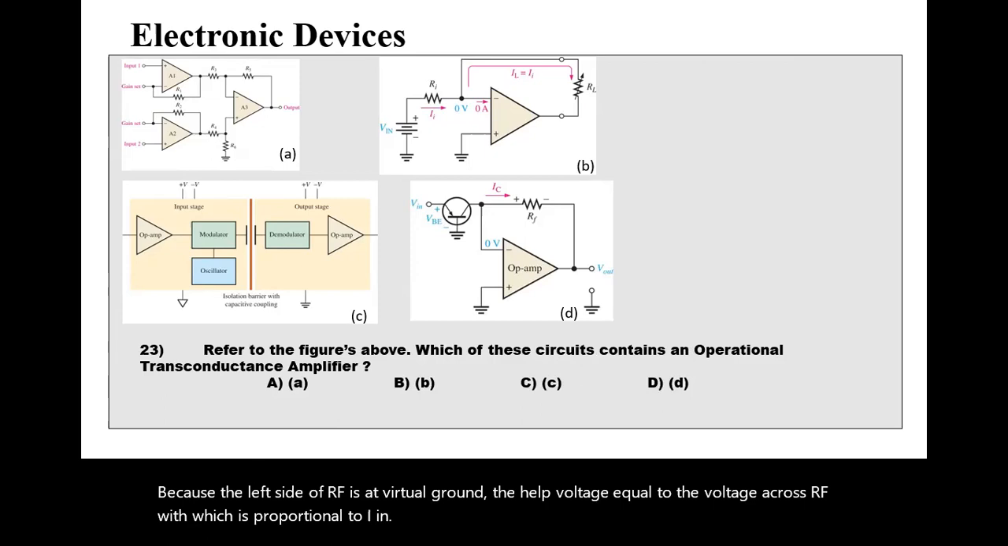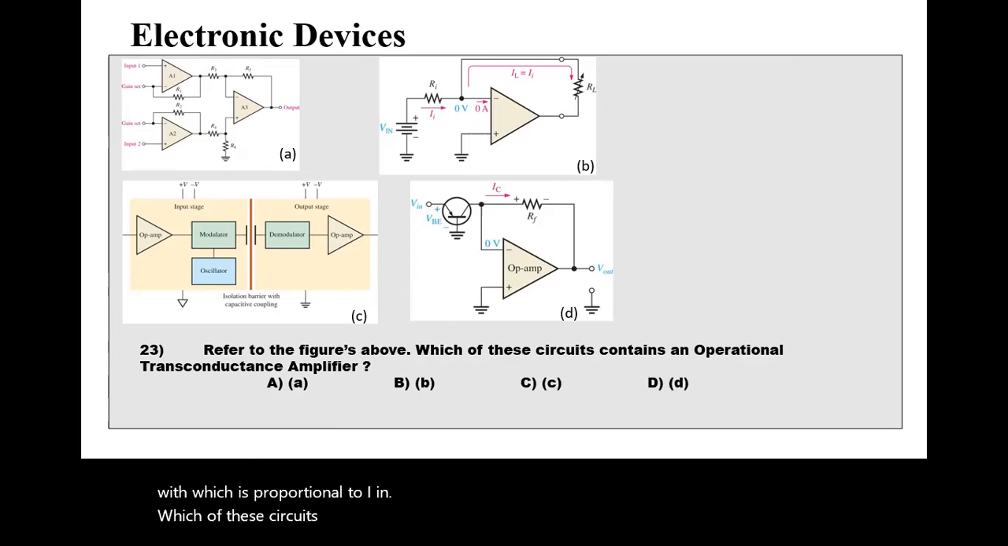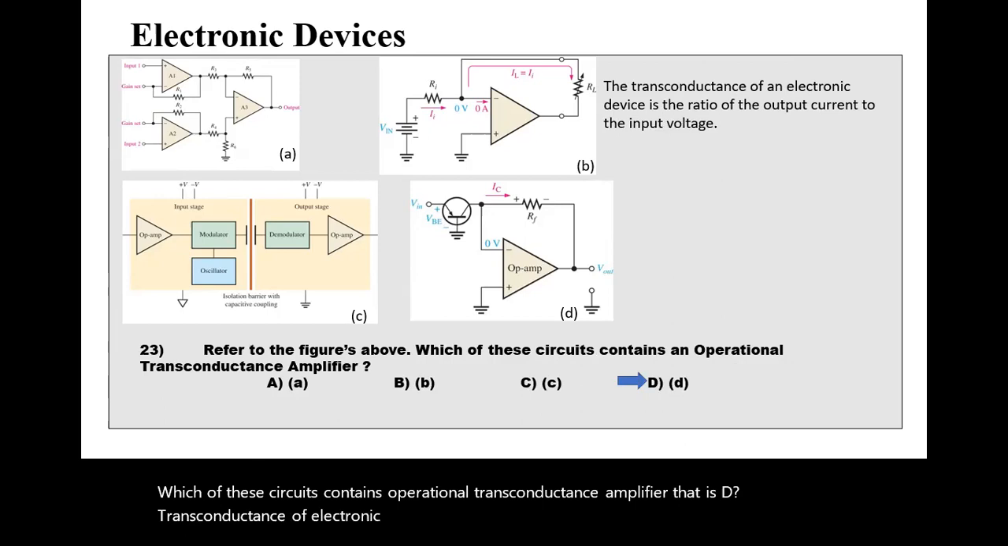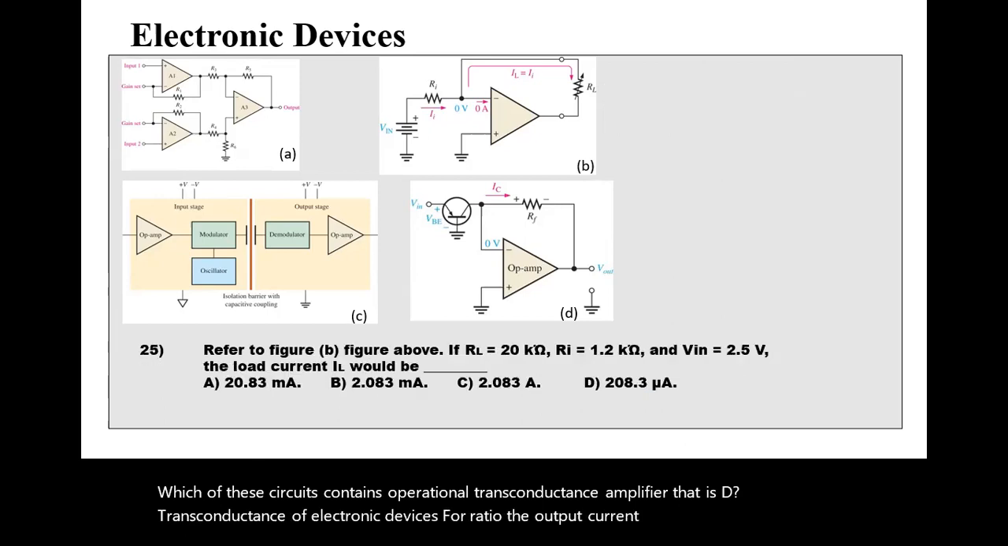Which of these circuits contains an operational transconductance amplifier? That is D. Transconductance of an electronic device is the ratio of the output current to the input voltage.